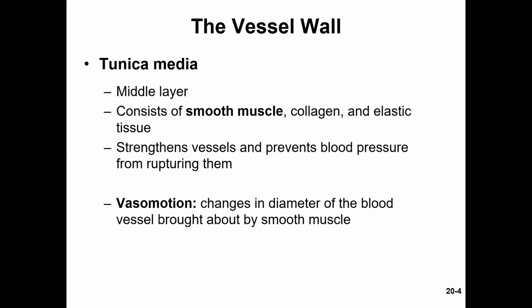The tunica media, that middle layer, is really smooth muscle, collagen, and elastic tissue. It strengthens the vessels and prevents blood pressure from rupturing them. Vasomotion is changes in diameter of the blood vessel brought about by smooth muscle.